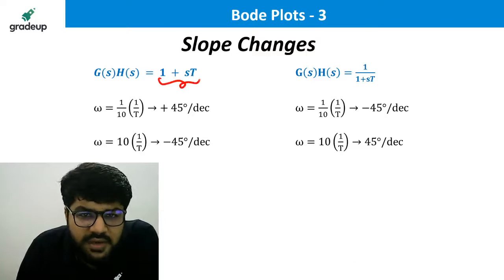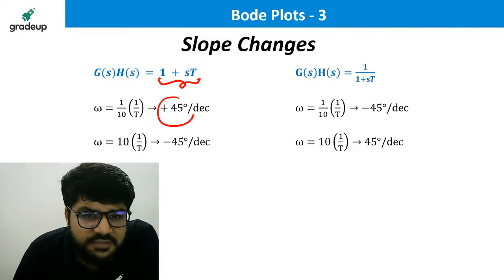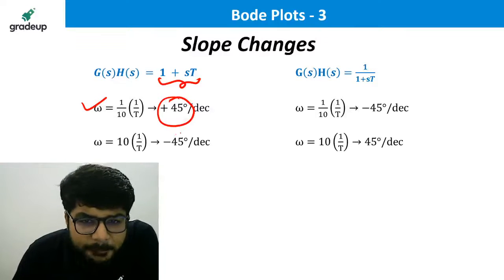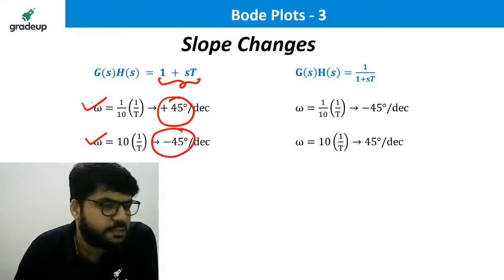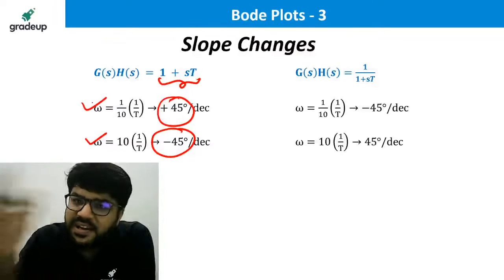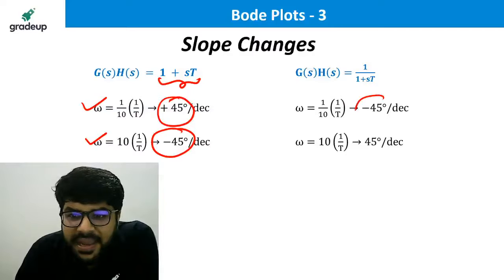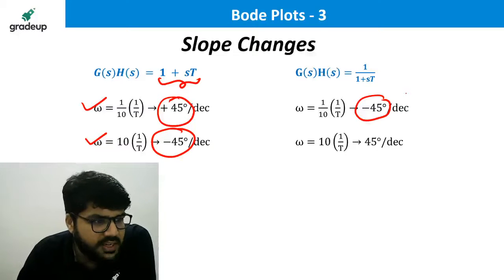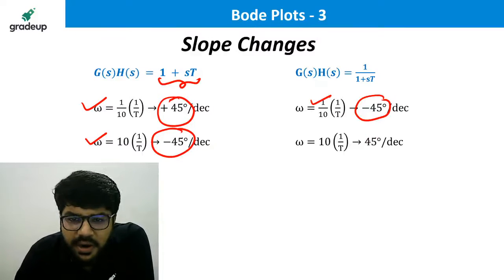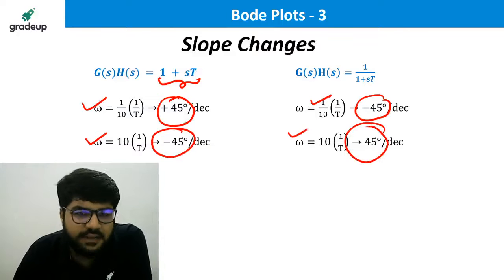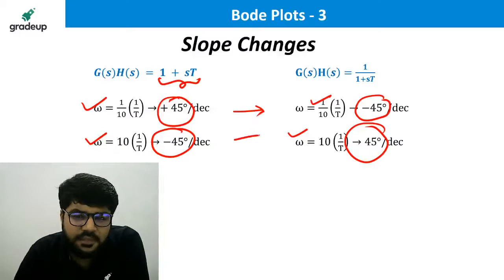If it is the 0 term 1 plus st, slope changes plus 45 at the 1/10 point, minus 45 at the 10 times point. Just remember with 0. When it is a pole, first minus 45, reverse the rule. Just put minus sign at the 1/10 point, plus 45 at the 10 times point. Just the minus sign difference as compared to 0.